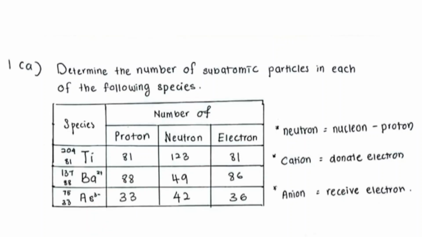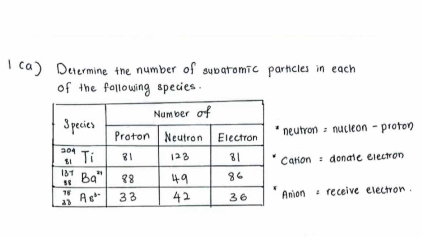Next, to determine the number of neutrons, we need to use this formula, which is nucleon number minus proton number. So 204 minus 81, and you will get 123 for the neutrons. And then for barium, 137 minus 88, and you will get 49. For arsenic, 75 minus 33, and you will get 42.